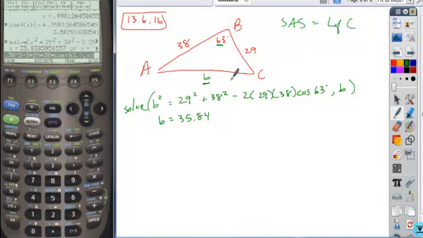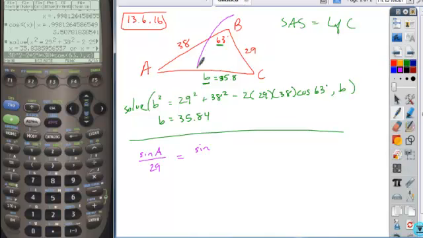Okay, and so what I need to do next is find one of my angles. Now that you have this measure, 35.8 approximately, you can find either A or C using either law of sines or law of cosines. Either one will be fine. I'm going to set it up using law of sines, and I'll find A. So the sine of A over the side opposite it, 29, is equal to the known ratio, the sine of 63 over the side opposite it, 35.8.